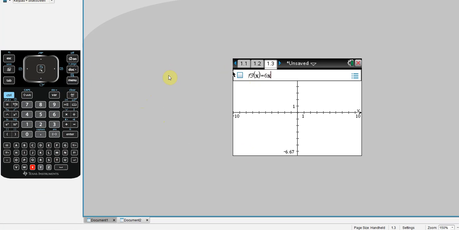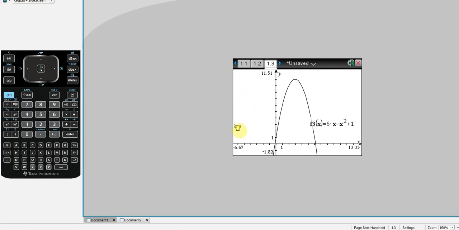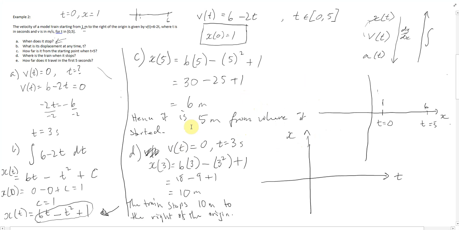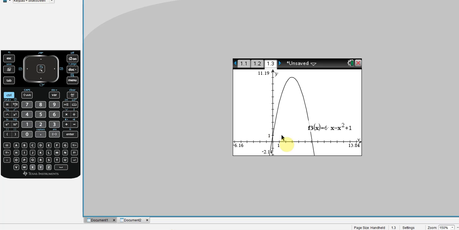6x minus x squared plus 1. Okay, so there we go. It's an upside down parabola, so we can sketch that in too. Something like this. I think that's a pretty bad drawing, actually. Yes, it's a very bad drawing.